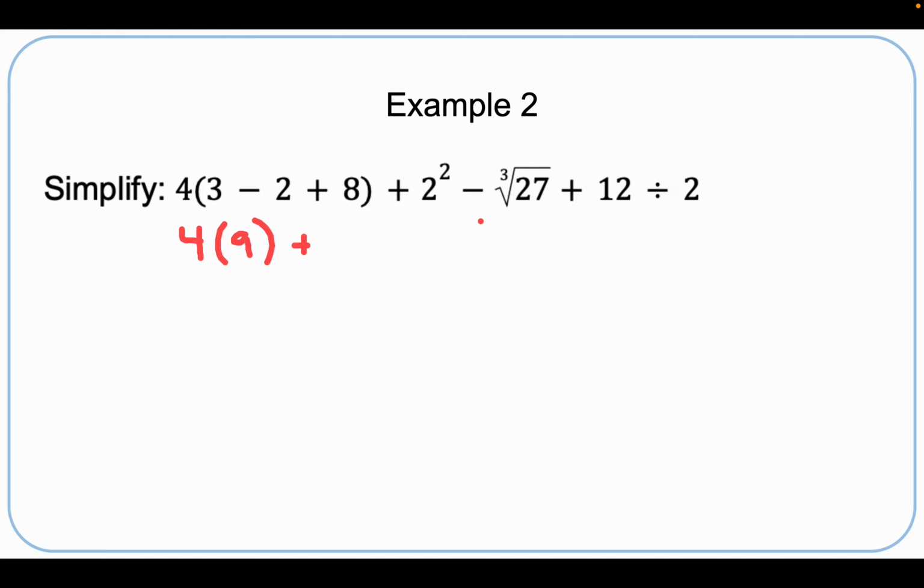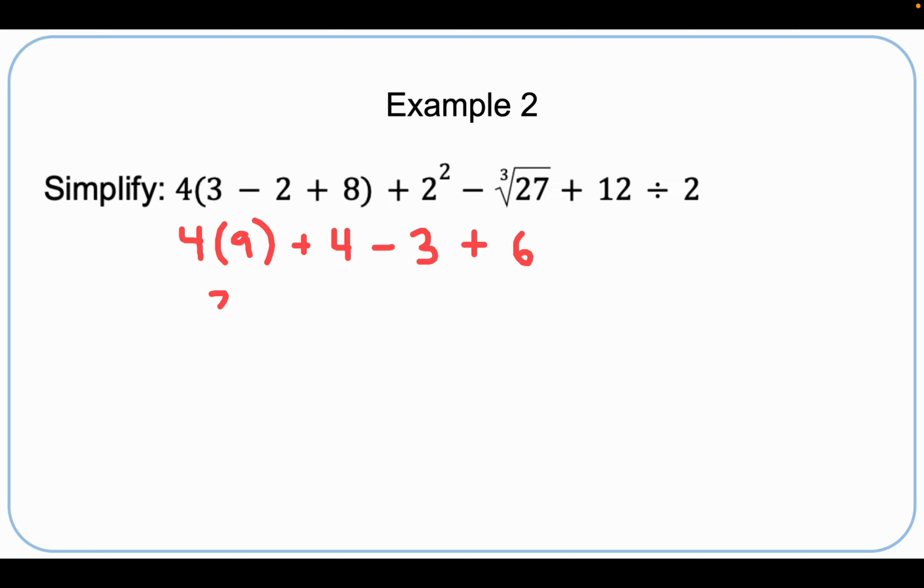And then I'm going to work on the exponents and roots here. So we have 2 squared, which is 4. And then we have the cubed root of 27, which equals 3, because 3 times 3 times 3 equals 27. And then I'm going to do this operation here, which is 12 divided by 2 is 6.